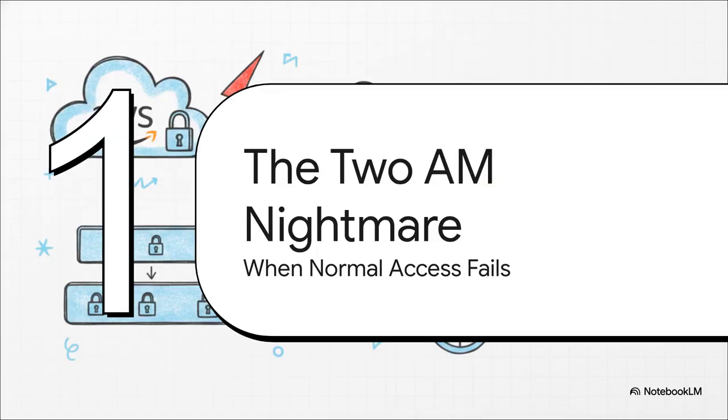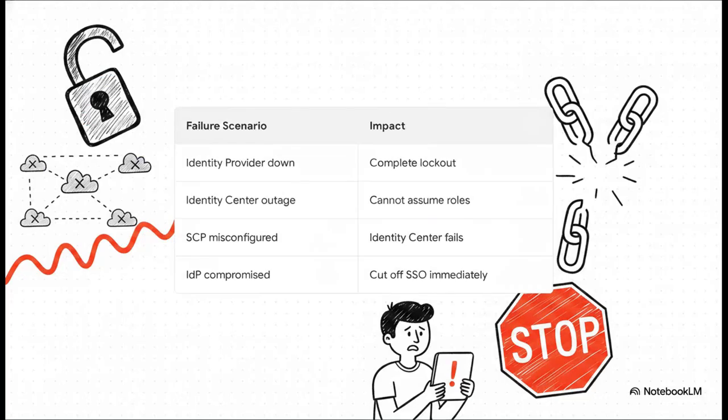Section 1, the 2 a.m. nightmare, when normal access fails. So, during normal day 2 operations, access is temporary and centrally managed through something like IAM Identity Center, right? And that's great, it's highly secure. But it also creates a massive single point of failure. Just look at how many ways that normal flow can break down.